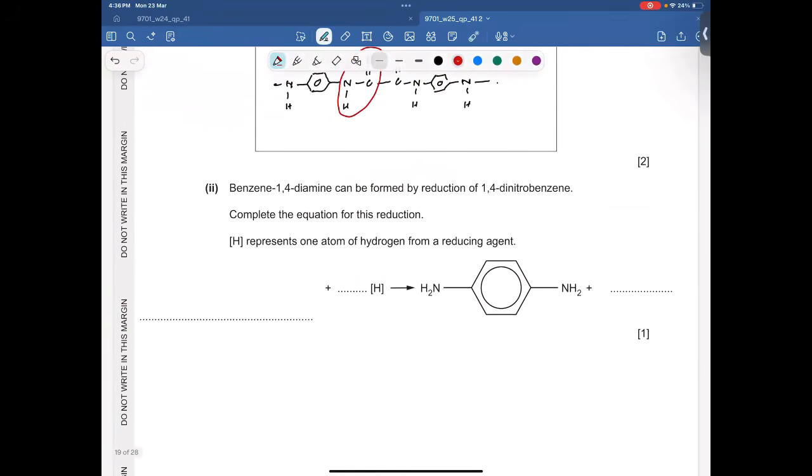Benzene 1,4-diamine can form by reduction of this. Complete the equation for this reaction. Okay. 1,4-dinitrobenzene. My goodness.